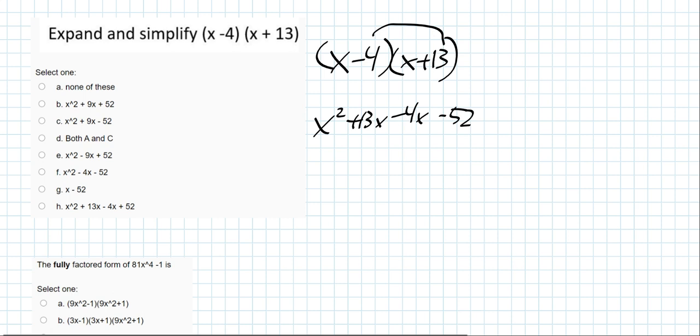We find our like terms. So our two like terms are the two x terms. So we combine them, and we get x squared, 13 minus 4 is positive 9, and with 52 over there, we have 1x squared, positive 9x, negative 52. Out of all of these, this one, I think, matches that. This is a dumb response, A and C, because A says none. Oh well.